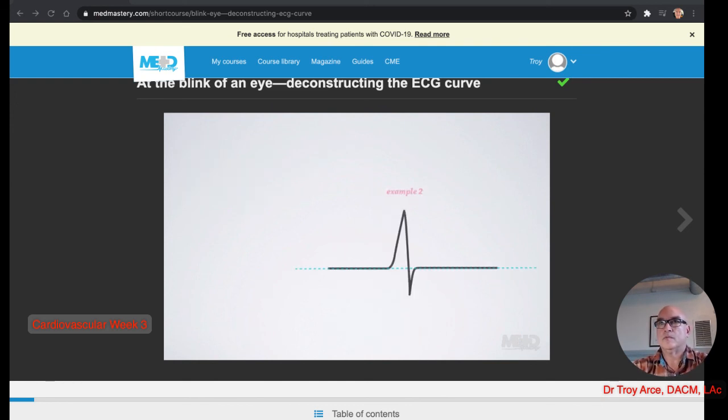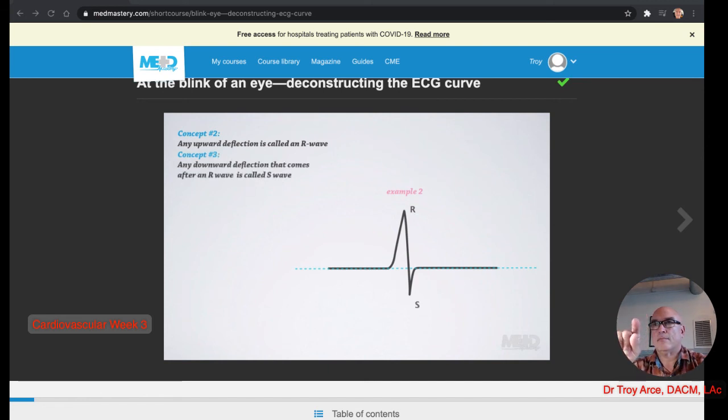Now let's check out example number 2. As you can see, we have no initial downward deflection in this case. So according to concept number 2, any upward deflection is called an R wave, so no Q wave here. And according to concept number 3, any downward deflection that comes after an R wave is called an S wave. So we have an RS pattern here.